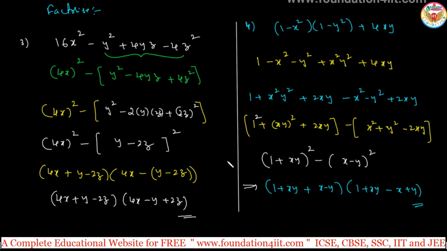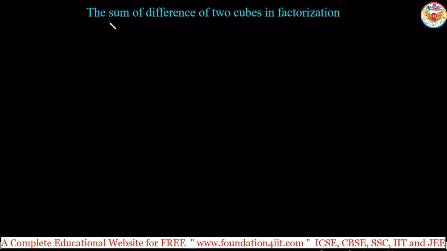In the same way we have cubes also: we have the sum or difference of two cubes. Let us see that. The sum or difference of two cubes in factorization. When you come to this, we have two basic formulas or identities: a cube plus b cube, and one more is a cube minus b cube.